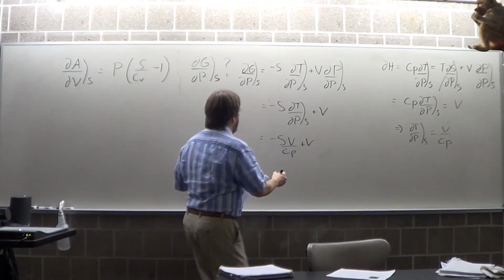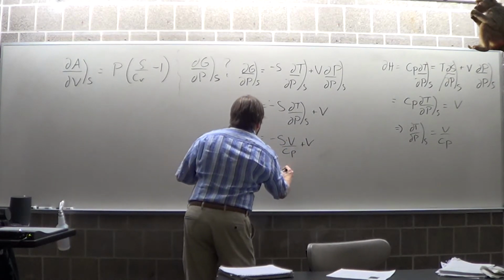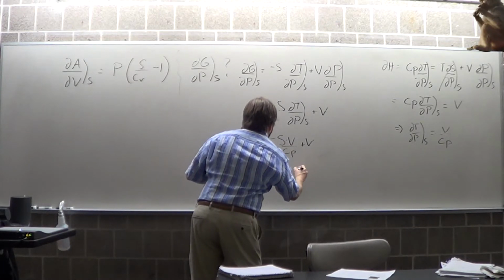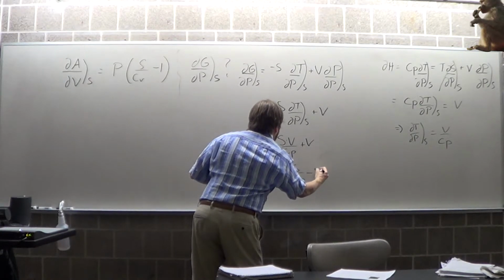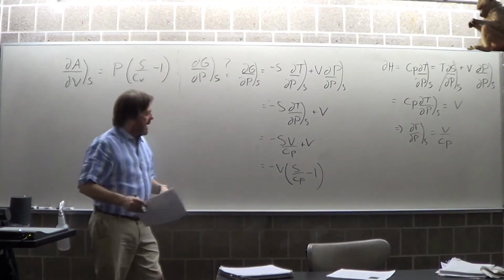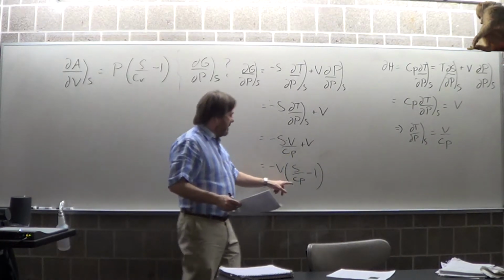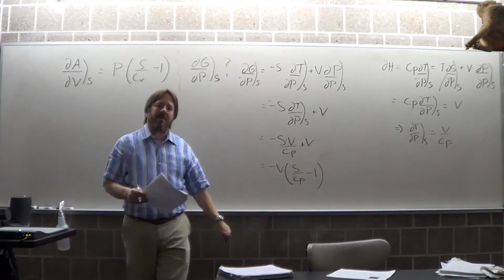And that's the answer. Let's factor it just for the hell of it. Minus V, S over Cp minus 1. Okay, and again, S is always greater than Cp, so that's always positive.